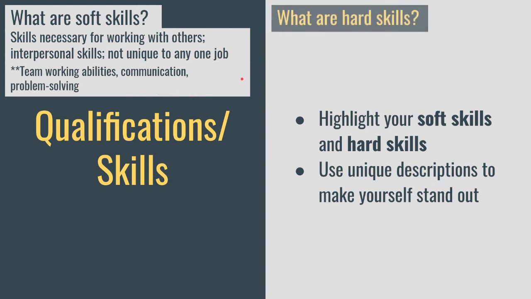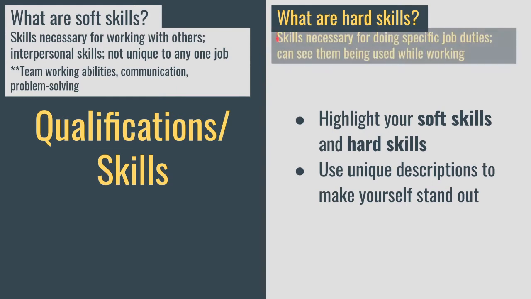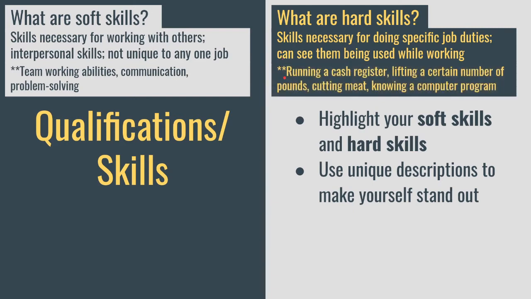And on the opposite hand, hard skills are skills that are necessary for doing specific job duties. You can see these skills in action being used while you are working. So, some examples of these skills would be running a cash register, being able to lift a certain number of pounds, cutting meat, and knowing a certain computer program. You want to highlight both kinds of skills, soft and hard, in this section of the resume.